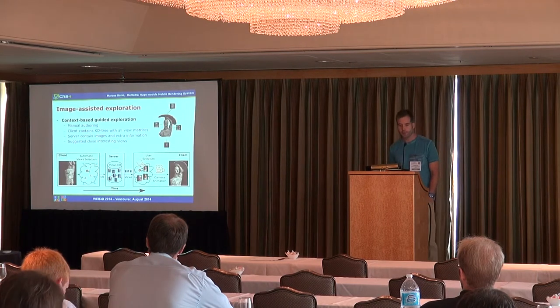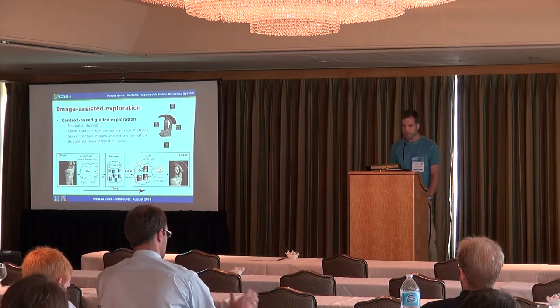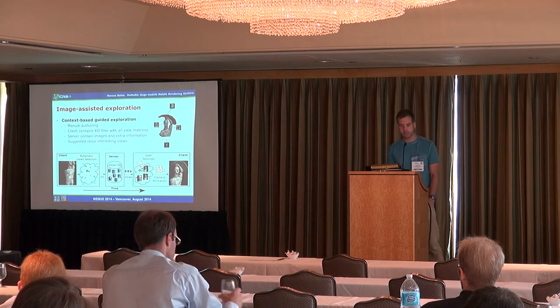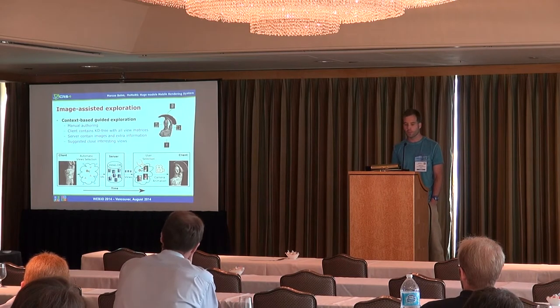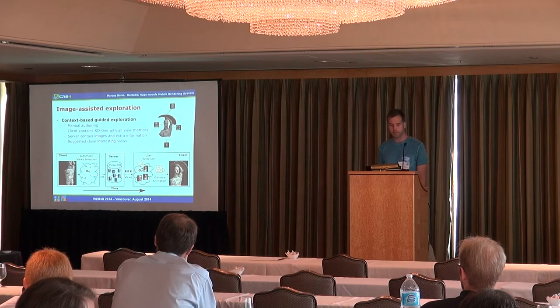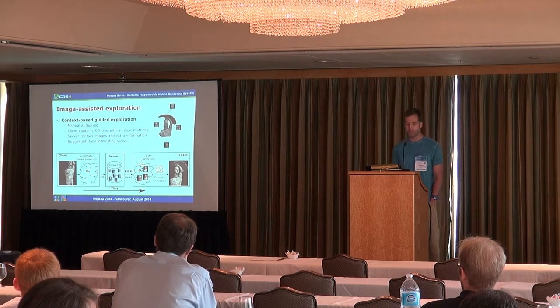The image-assisted exploration is context-based, and the views are not automatically created. It's a manual authoring process. In the client, we have a candidate tree which contains the whole set of candidate views, but just the matrices, and the server contains all the extra data, in this case, mainly the associated views.